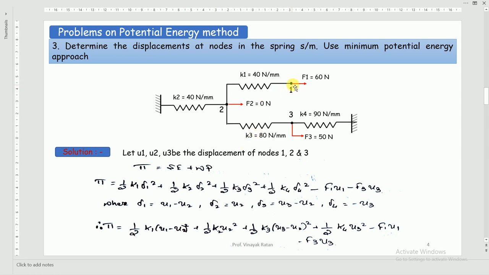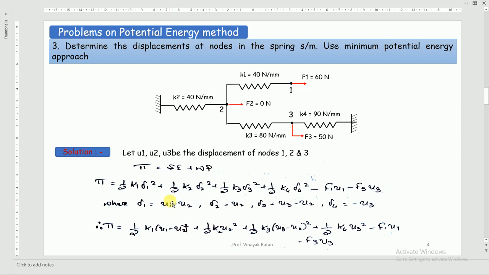Same way, so u1 minus u2. The same. Now, what is the extension of spring 2? Only one force is there. Okay, one extension only in this direction, right hand side. It will be u2.